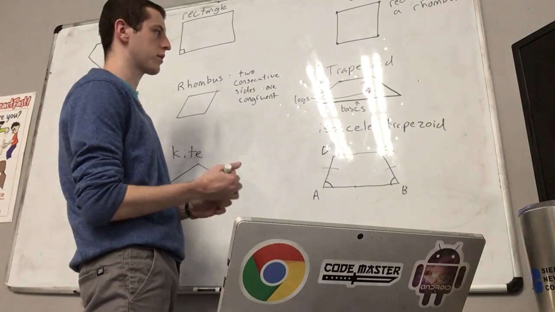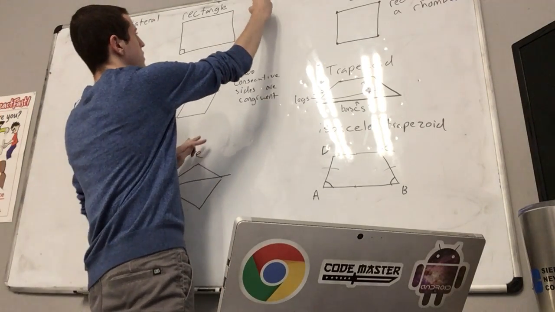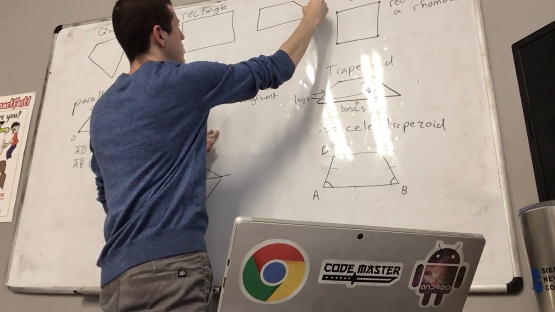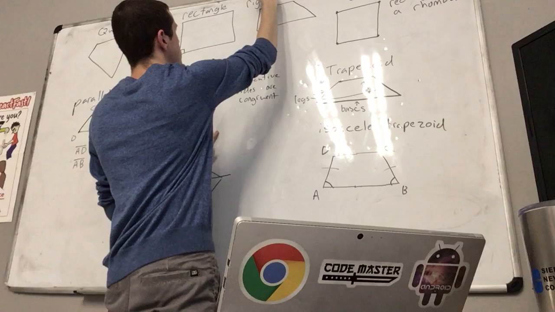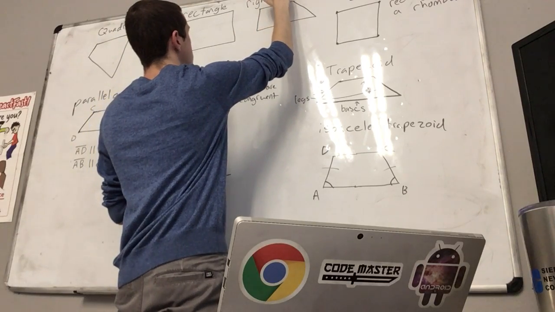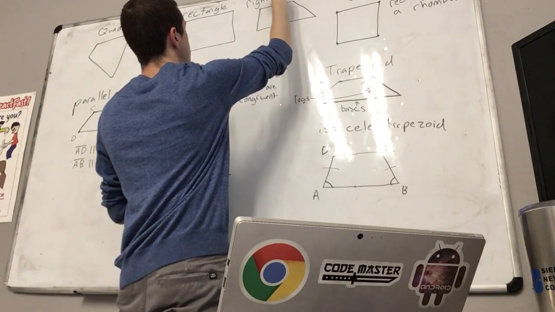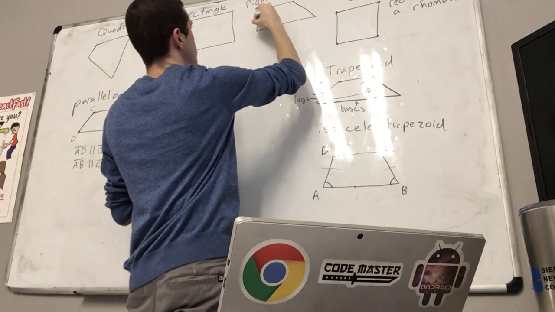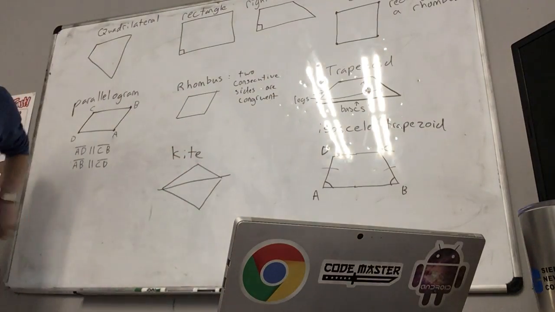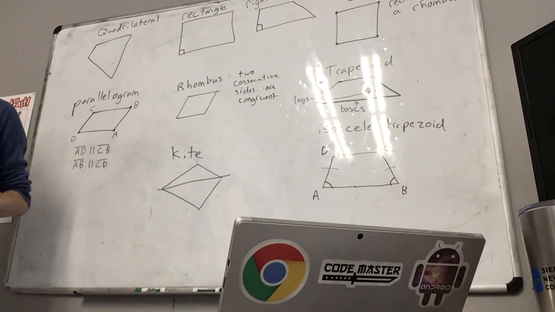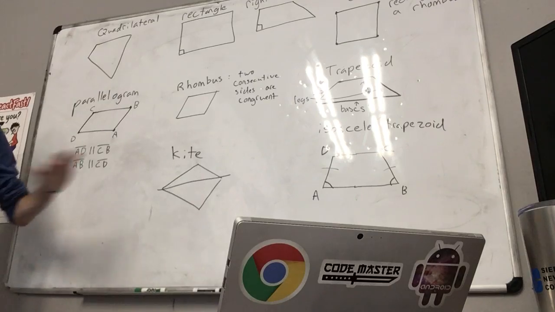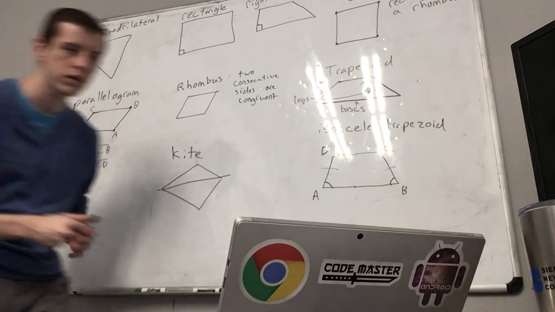Here's what a right trapezoid will look like, just for the record. It just has two right angles. Okay. So, are we good on this? Because I'm going to erase it.